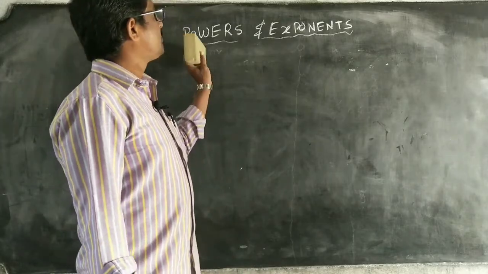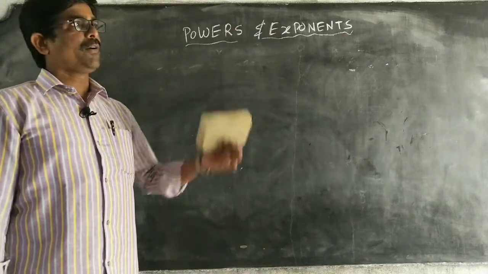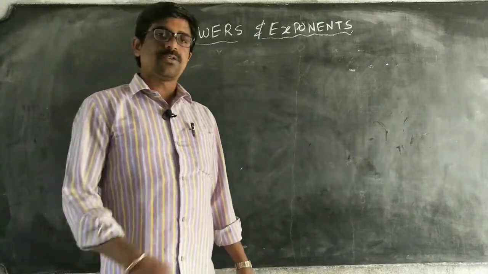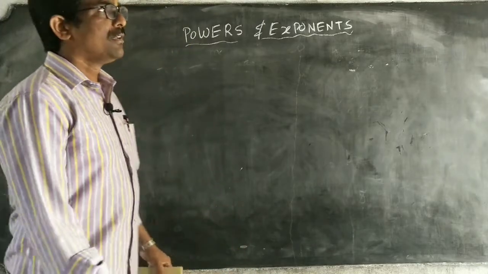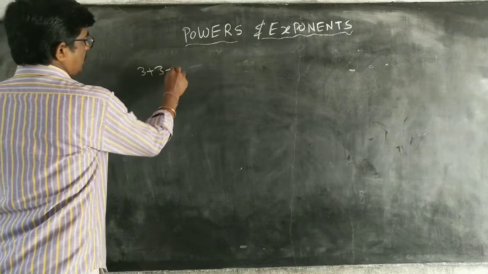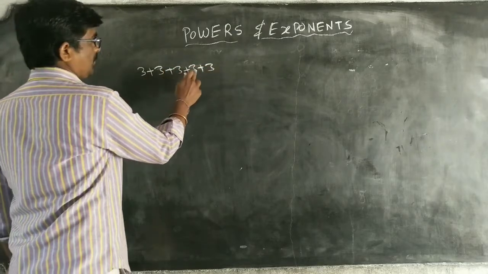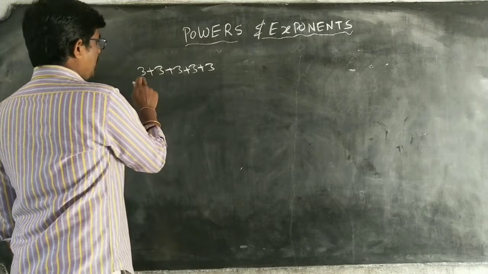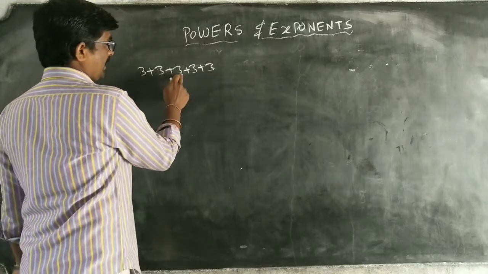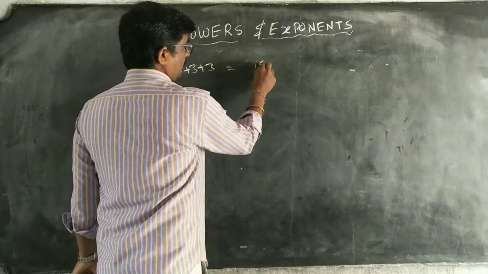Today our topic is powers and exponents. So before powers and exponents, what is multiplication? I am taking for example 3 plus 3 plus 3 plus 3 plus 3, that is 5 threes. 3 plus 3 is 6, 6 plus 3 is 9, 12, 15. That is equal to 15.